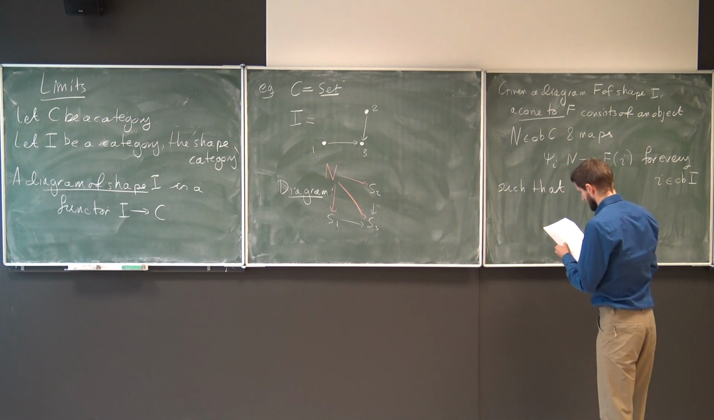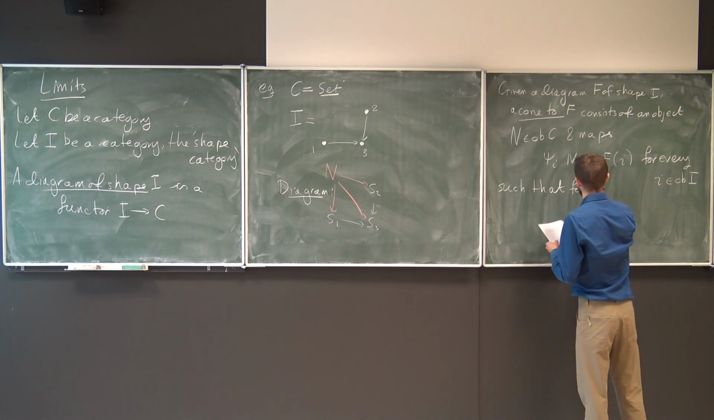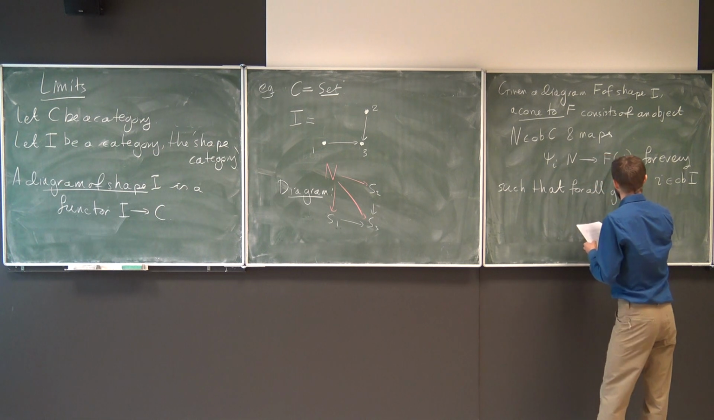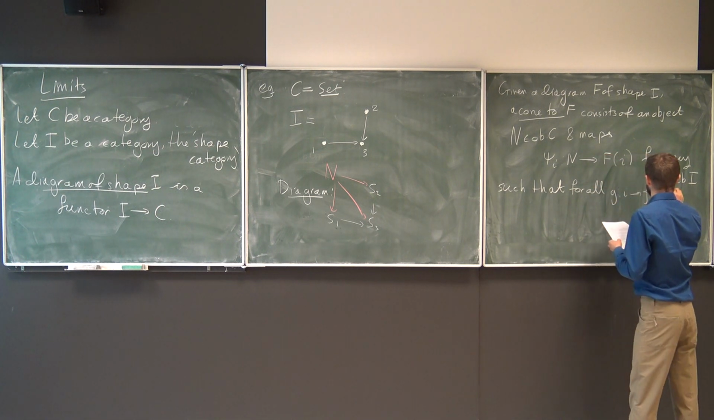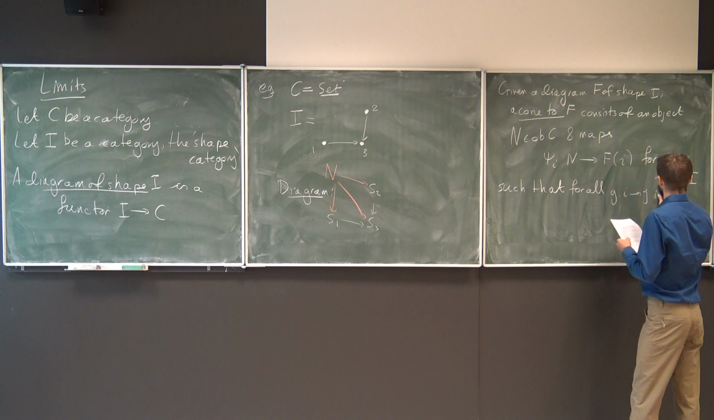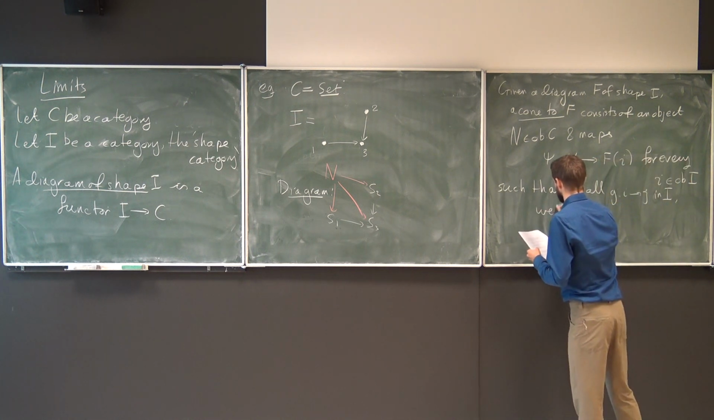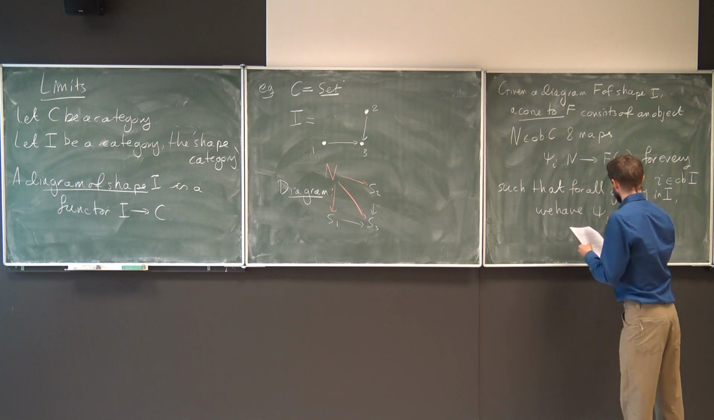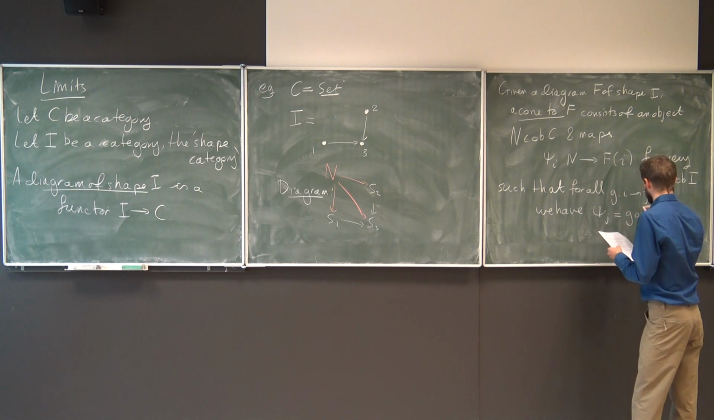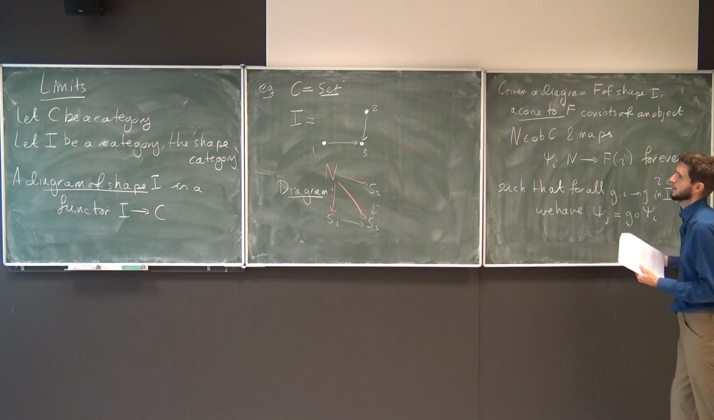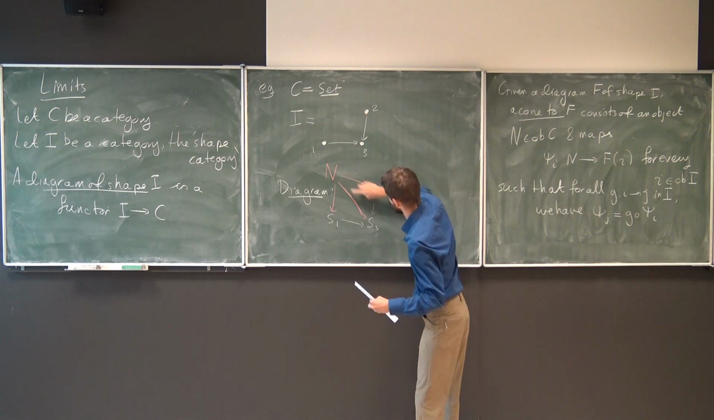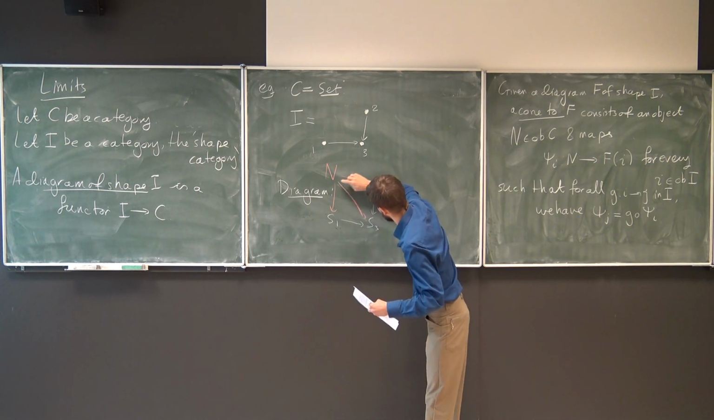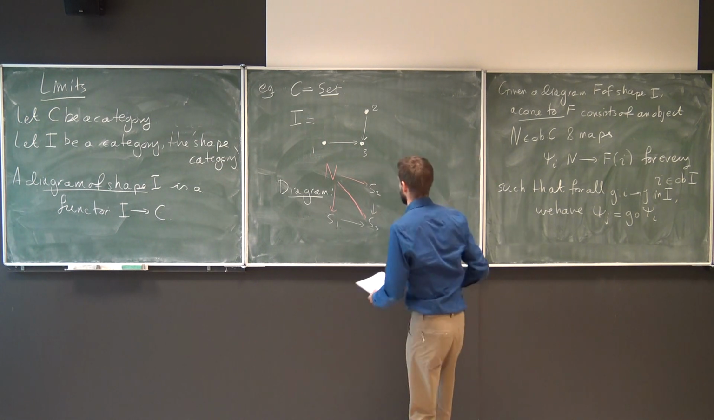So let me get this correctly. For all, say, g from I to J in my category I, we have that psi j is equal to g composed with psi I. Okay, so that's just saying that this triangle commutes and this triangle commutes, and that's it.